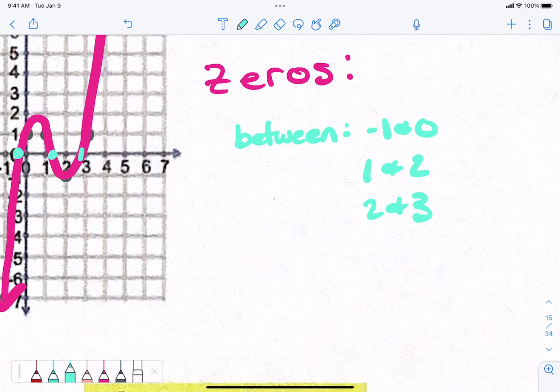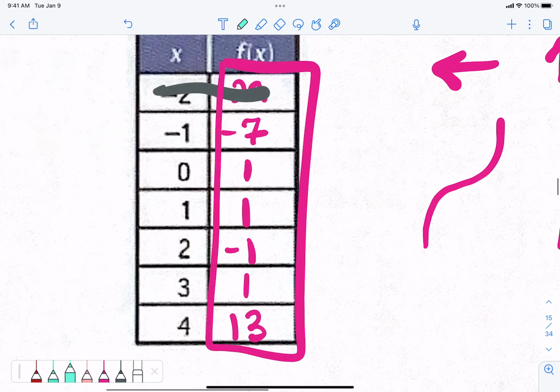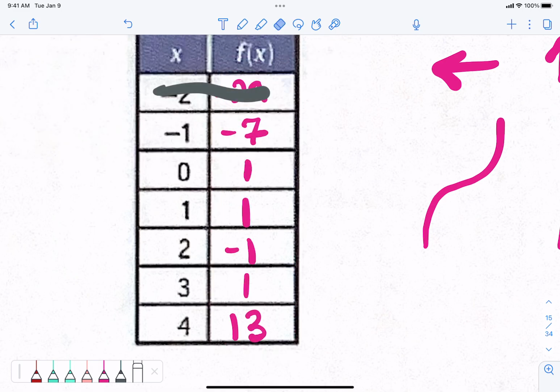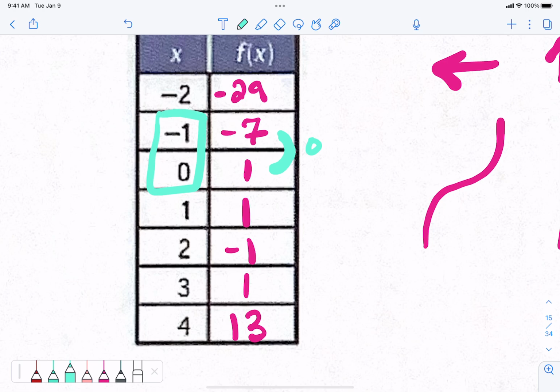I can tell that by looking at the table. Here's why. Looking at the table, there is a 0 that lives between negative 7 and 1. So I'm going to have a 0 between negative 1 and 0. 0 also lives between 1 and negative 1. So I'm going to have a 0 between 1 and 2. 0 also lives between these two numbers. So I'm going to have a 0 between 2 and 3.